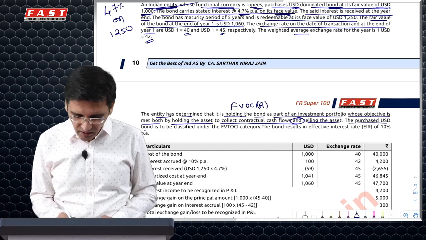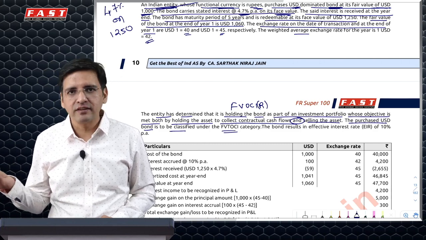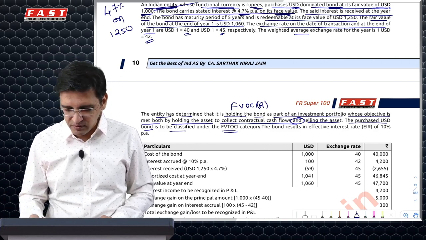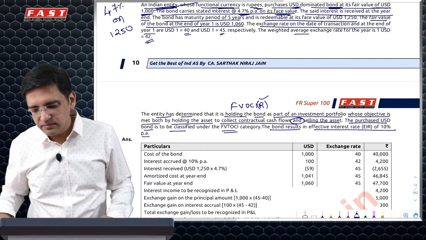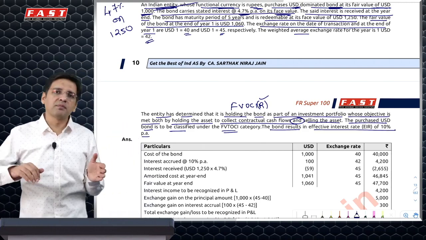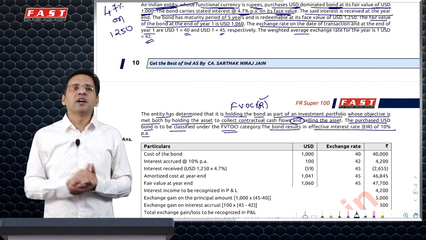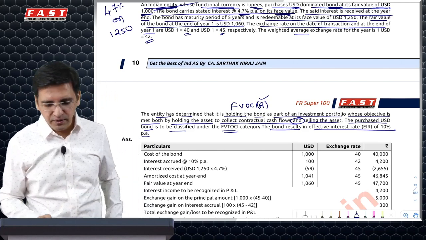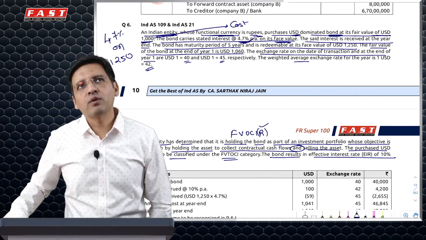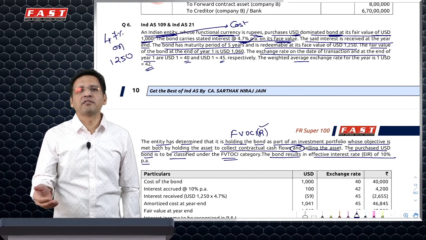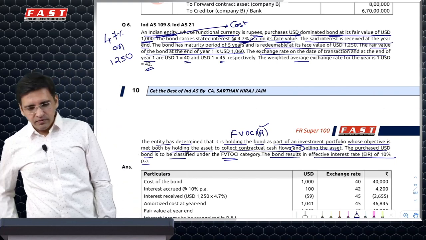It says the purchased US dollar bonds are classified as the FVTOCI category, which is fair value through other comprehensive income, which will be reclassifiable. And the effective interest rate is 10% per annum because you've bought it at 1000 and it'll be redeemed at 1250. So it means definitely the interest rate is going to be a little more than the coupon rate because you are going to get it at a higher price. What would that rate be? They have given it in the question. Wonderful.